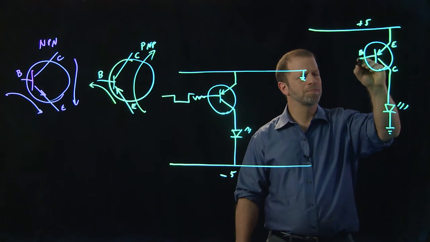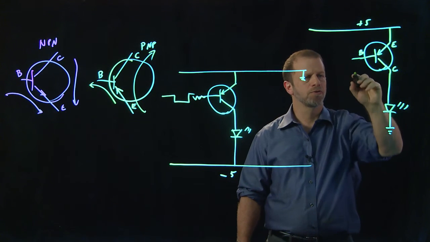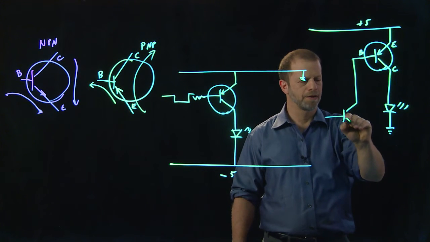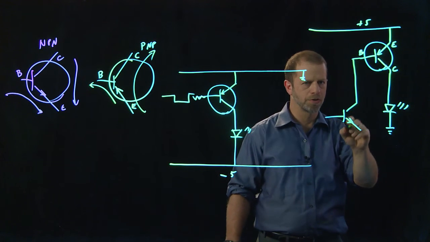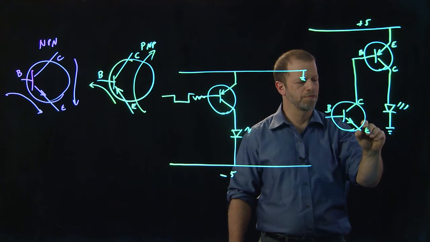Okay, what can we do to create this small base current that has to originate at the plus 5 rail and go through the base? Let's use an NPN transistor for that purpose. It's good at that. So here's an NPN transistor. Notice the arrow direction. Here's the base, the collector, the emitter of that.